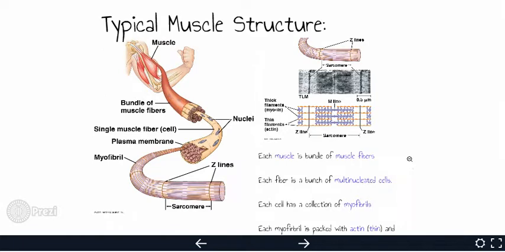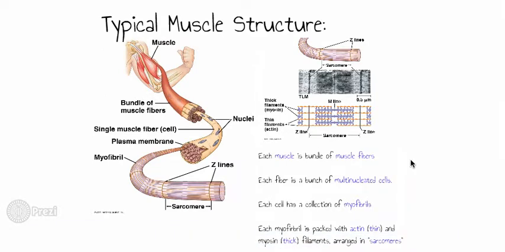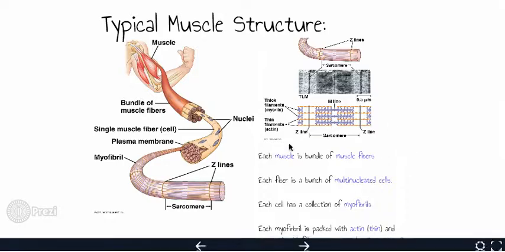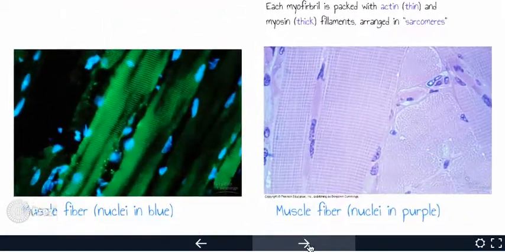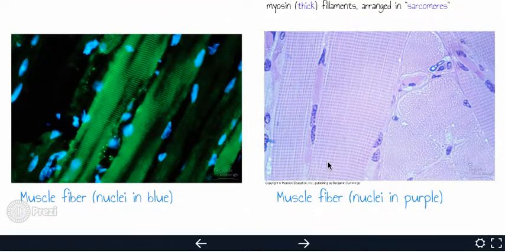Okay, so each muscle is a bundle of muscle fibers, and then each fiber has a bunch of multinucleated cells, and then each cell is a collection of myofibrils, and it's packed with actin and myosin filaments, and those are arranged in sarcomeres. So I don't want you to spend too much time on this. It's a little bit of understanding. The biggest thing that I want you to get out of muscle structure is that these muscles are innervated by motor neurons. So a motor neuron, terminal branches, can innervate several different bundles of muscle fibers at once to help with contraction. That's the most important thing. Okay, so there we go. There's some striated skeletal muscle.